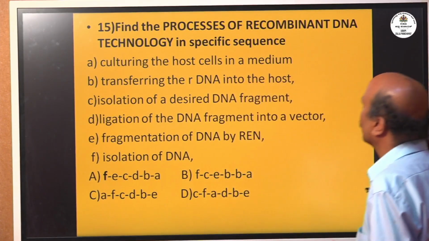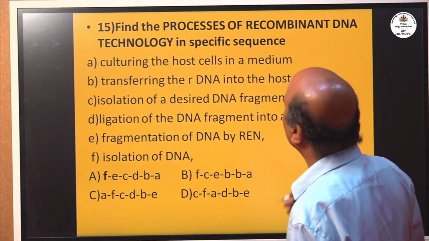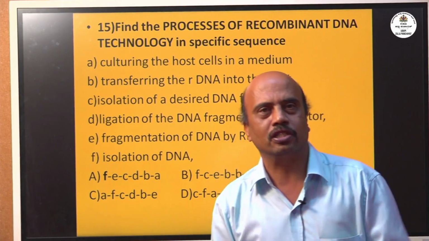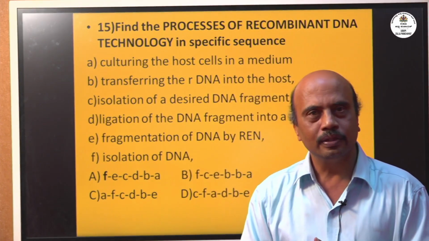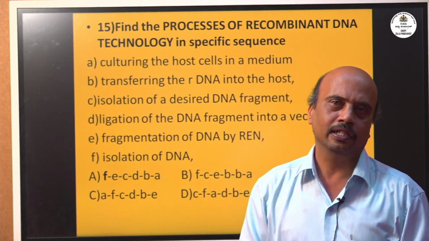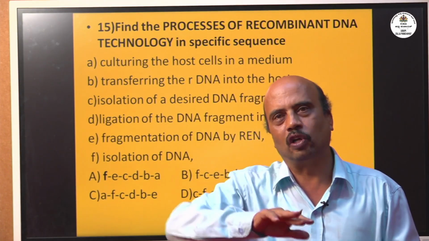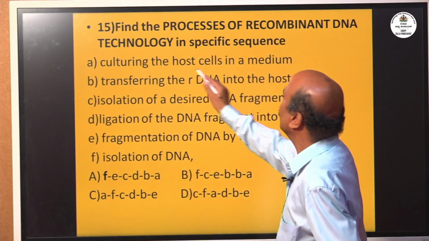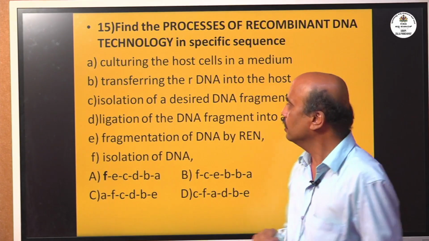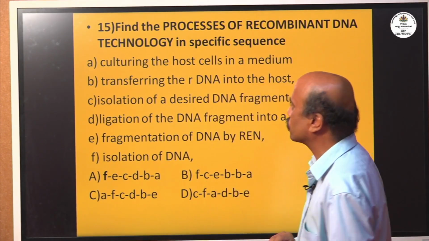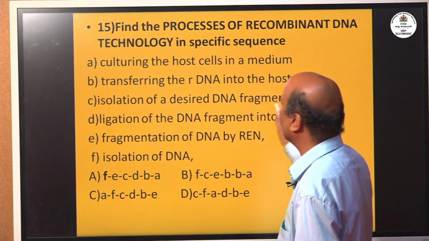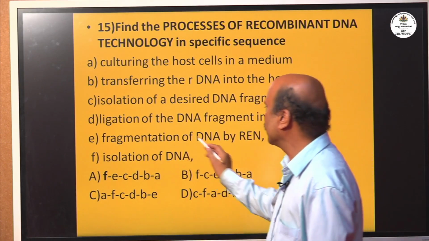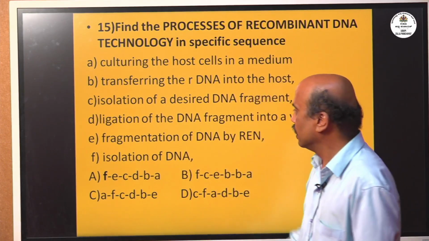See, next question. Find the process of recombinant DNA technology in a specific sequence. So we have some stages of constructing the rDNA, and these were haphazardly arranged. Now it is a jumble, let us make it into an order. Okay. Now first one is culturing the host cells in a medium. Okay. Then transferring the rDNA into the host, isolation of the desired DNA fragment, then ligation of the DNA fragment into the vector, fragmentation of DNA by restriction endonuclease, then isolation of DNA.